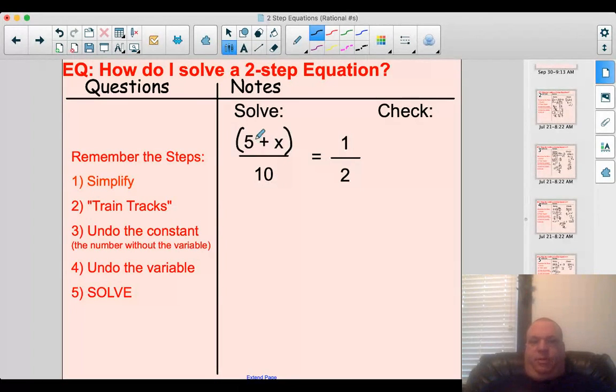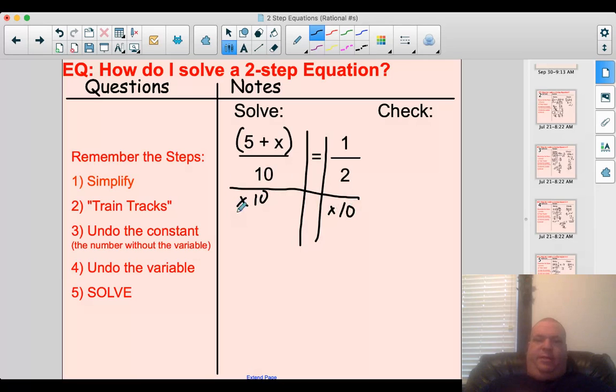Okay, so divided by 10 would be the last thing I would do there. So that's the first thing I'm going to undo by doing times 10. Multiplying by 10 gets rid of that divided by 10, leaves just the 5 plus x. 1/2 times 10, you might know that in your head. Otherwise, of means times. We would get 5. So half of 10 is 5.